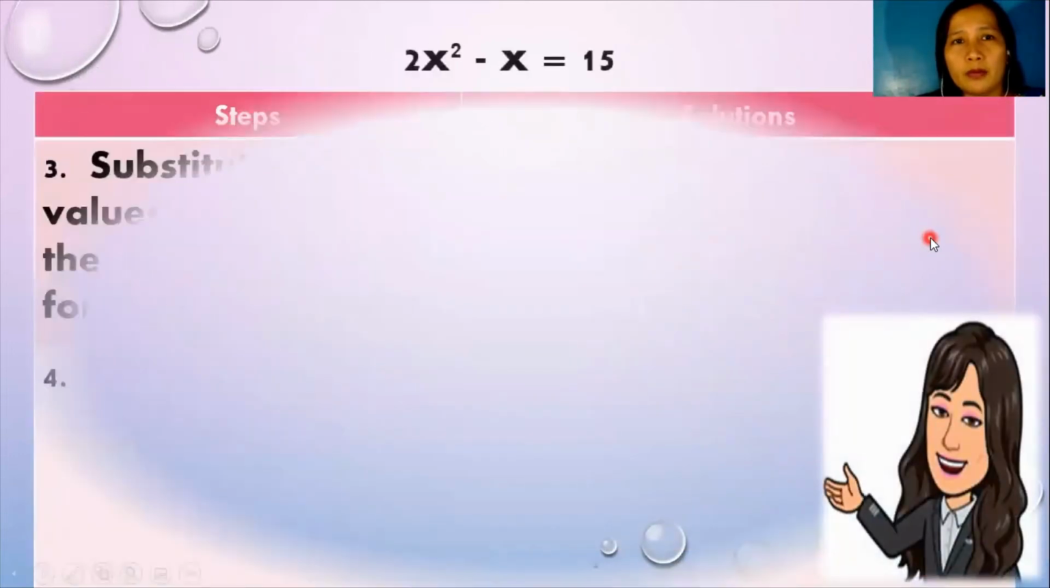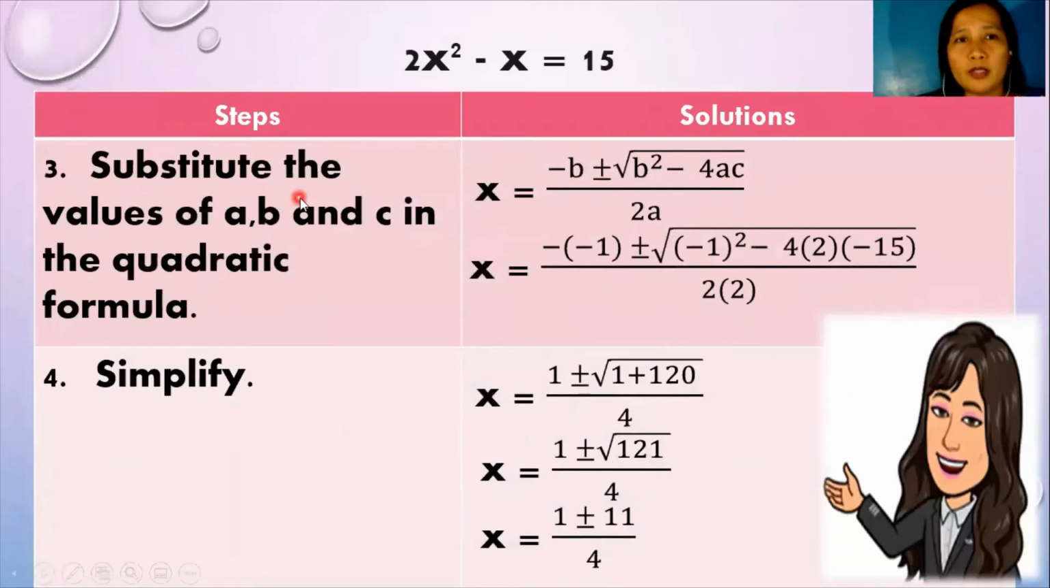And now, step 3, substitute the values of a, b, and c in the quadratic formula. This is our quadratic formula. We will substitute the values. So for b, our b is negative 1. So write negative. B is negative 1, so that we have negative times negative 1. Then, positive or negative square root of b squared. So we have negative 1 quantity squared.